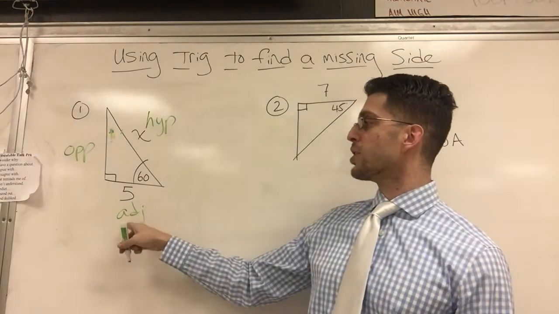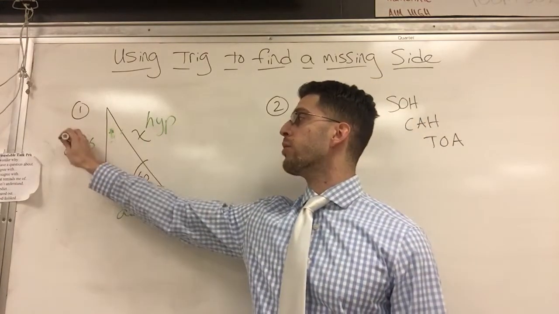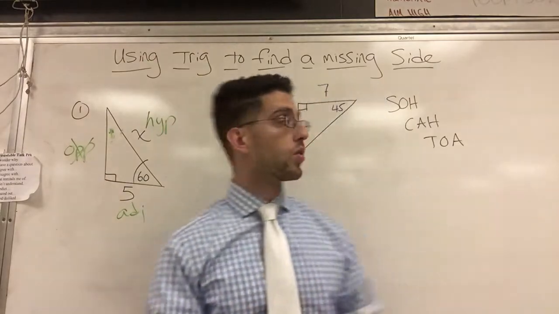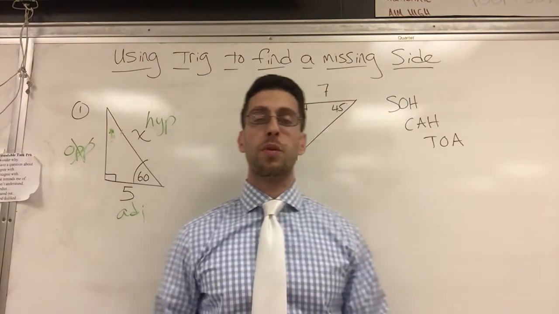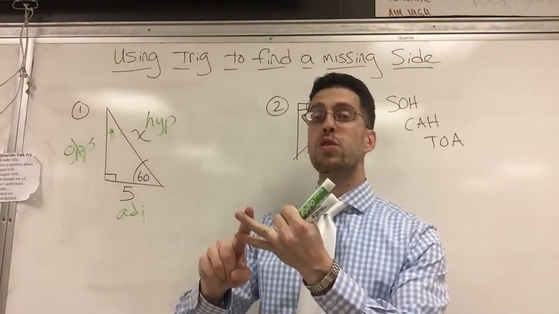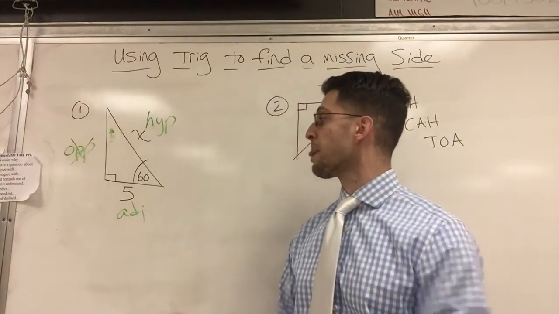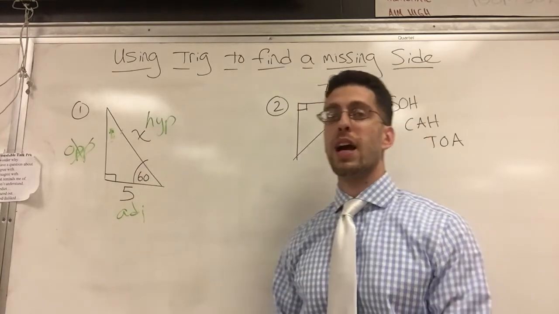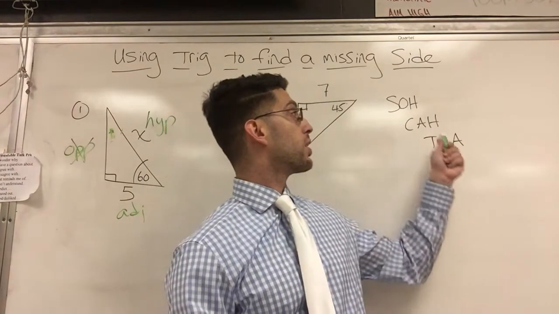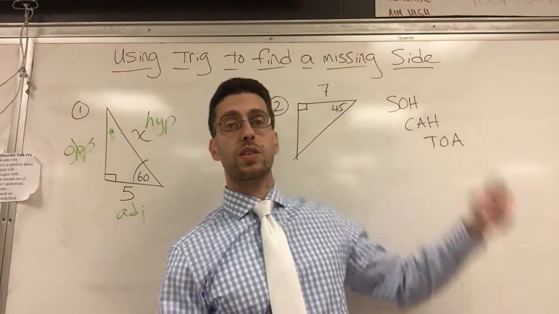So I got adjacent and hypotenuse. I have no information about the opposite. So I look over here and I choose a formula. Label the sides, choose a formula, and then we're going to cross multiply. So, if I have adjacent and hypotenuse, I guess I have to use adjacent and hypotenuse. That's this one, that's cosine.